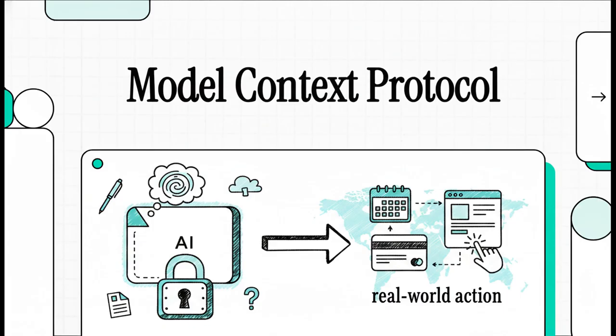Sure, they can write you a beautiful, descriptive poem about a vacation to Italy, but they can't actually go and book that flight for you. Well, today we're diving into how MCP is stepping in as the missing link for AI action, finally breaking these models out of the chat interface so they can actually get things done in the real world.